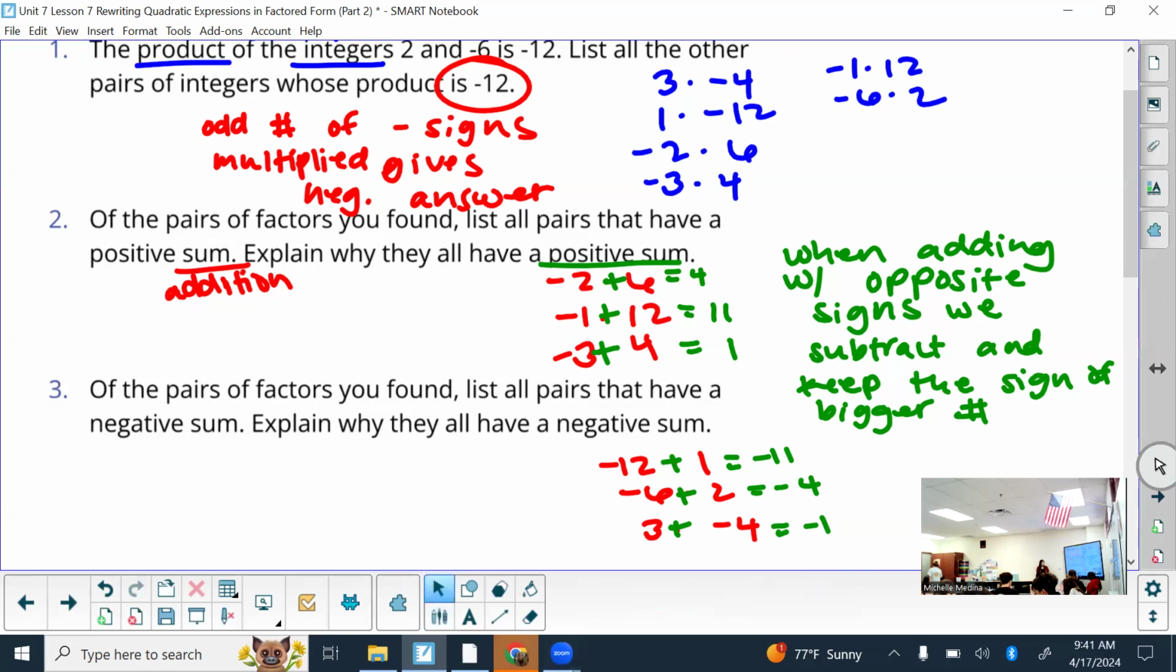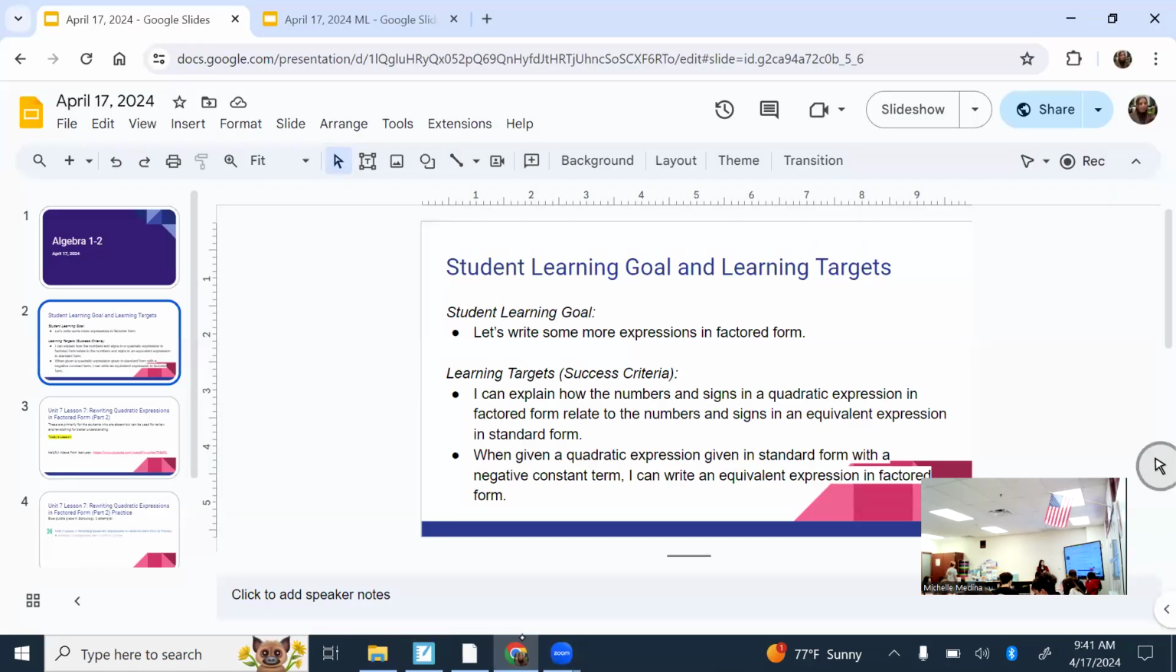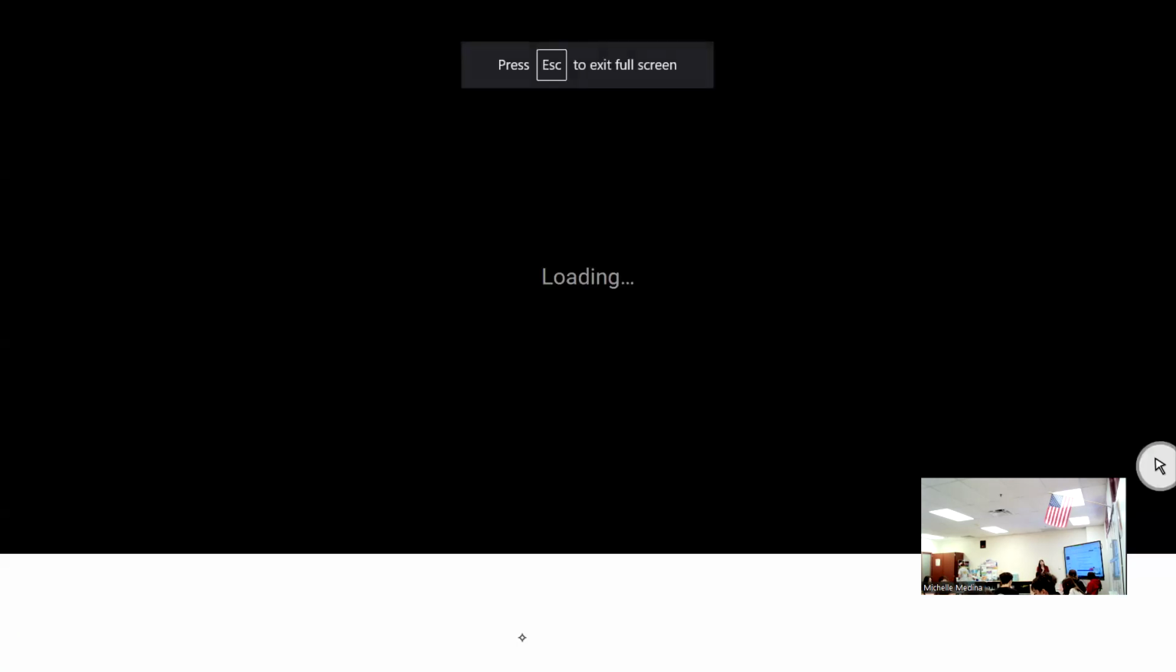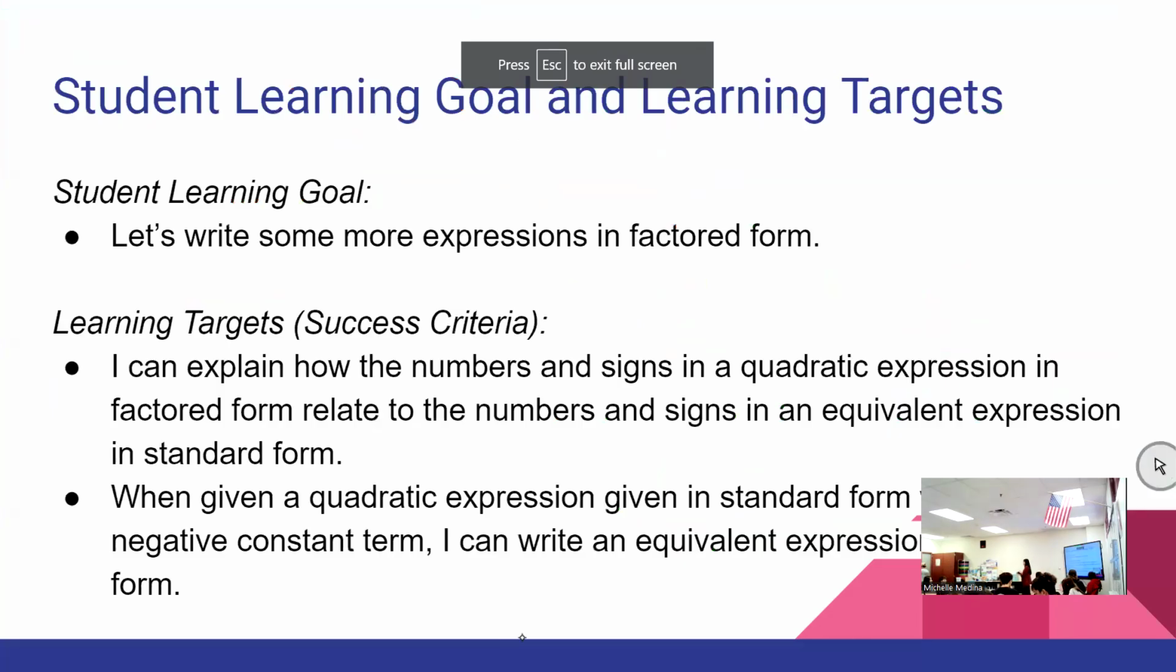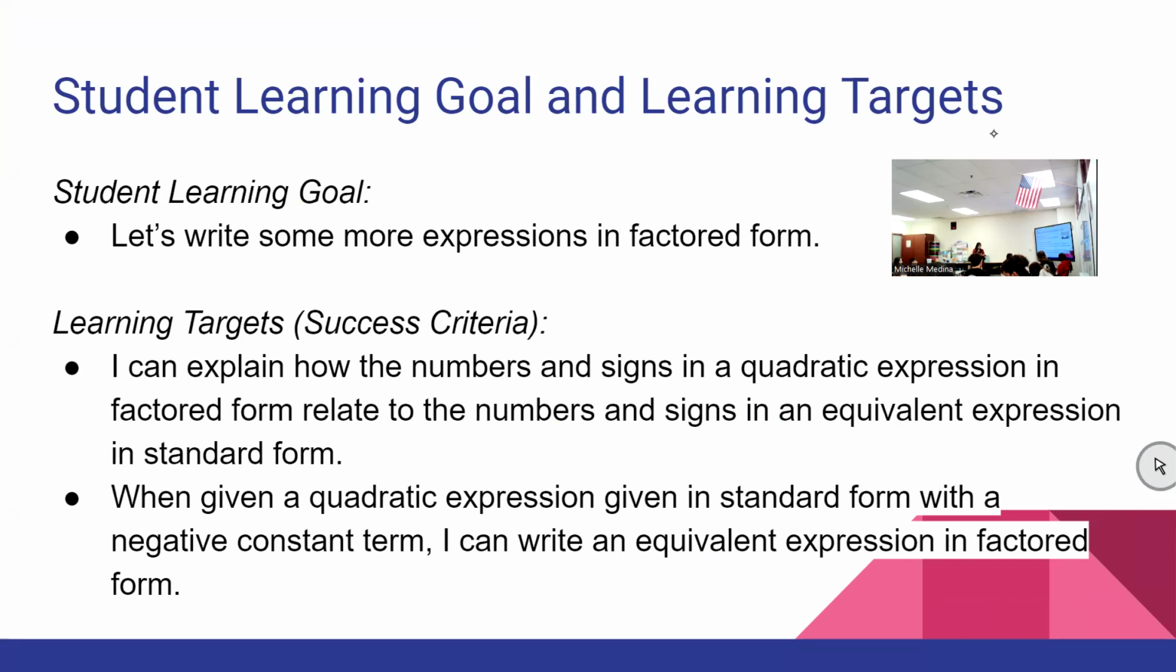So the goal today is to write some more expressions in factor form. This is a continuation of yesterday's lesson. They really ease you into it. So if at any point you're confused, please ask. But we are still continuing to go from standard to factor form. When I talk about factor form, what should my answer look like? Or what should it have in my answer?